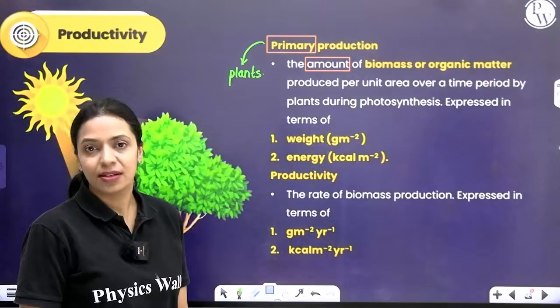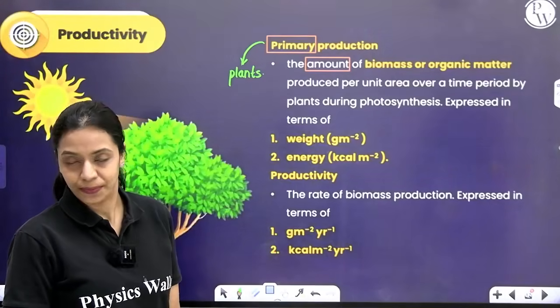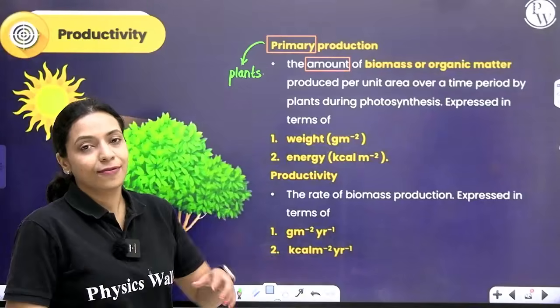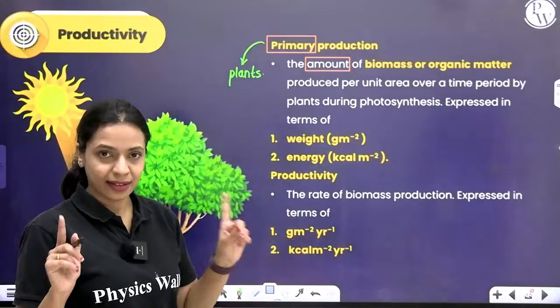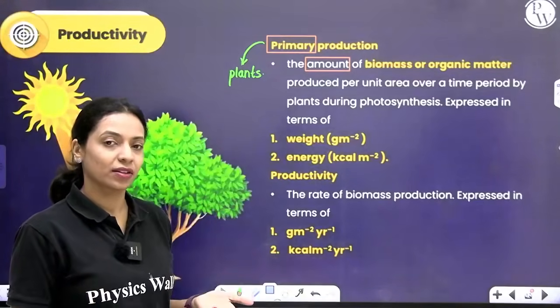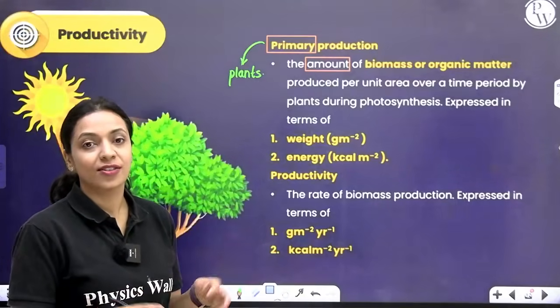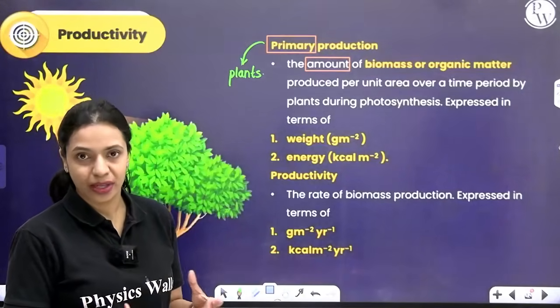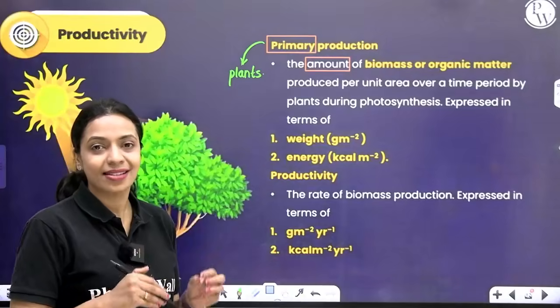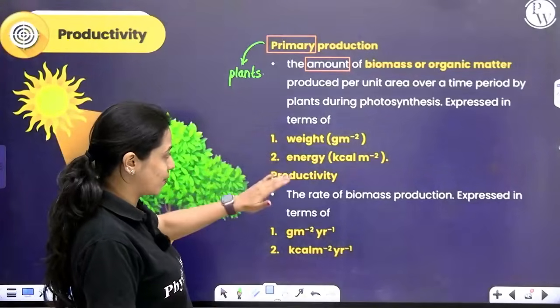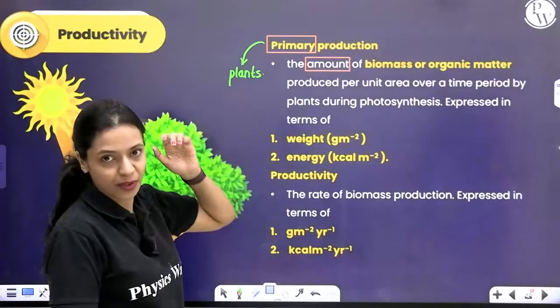How do we express it? It can be expressed in terms of weight or in terms of energy. If we are expressing it in terms of weight, how do we express it? If you're taking 1 meter square area, that is the area that is considered, we'll express it in the form of this much gram per meter square. If we are considering the parameter of energy to express it, we will say X amount of kilocalories per meter square. Okay, so it can be expressed either in terms of weight or in terms of energy.